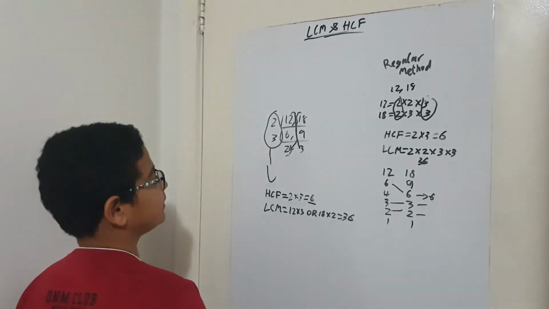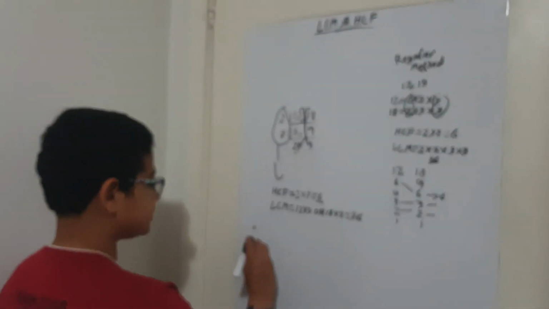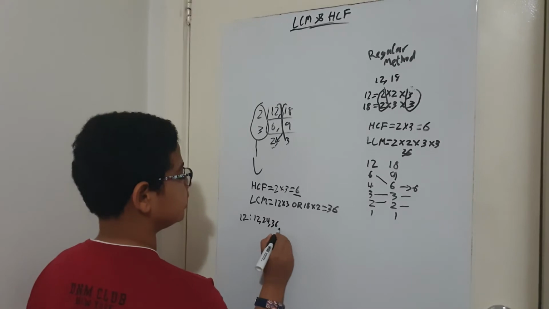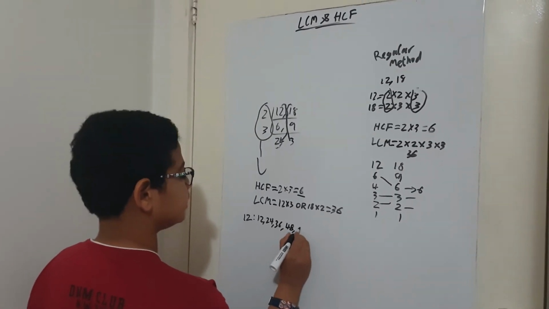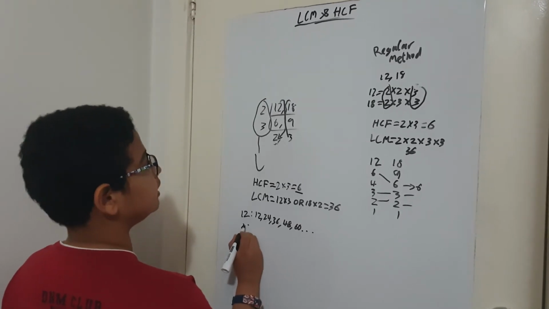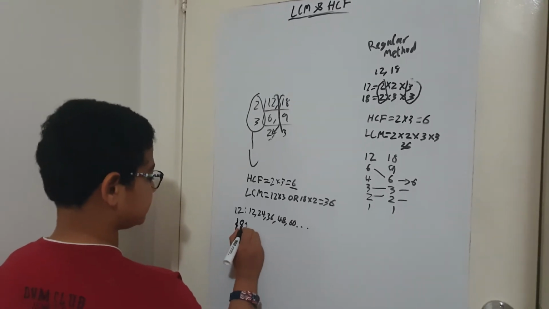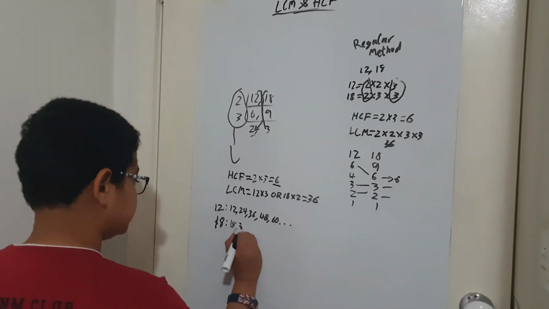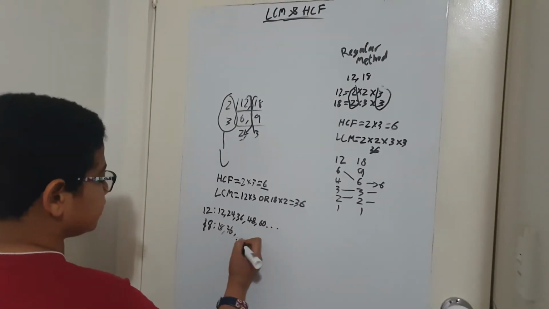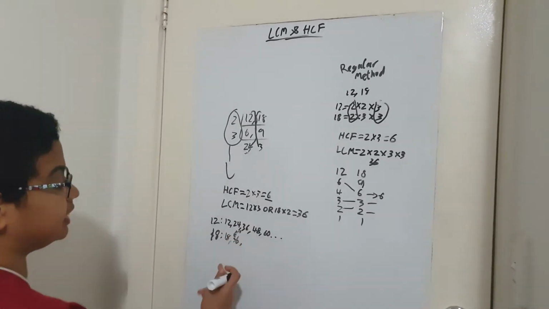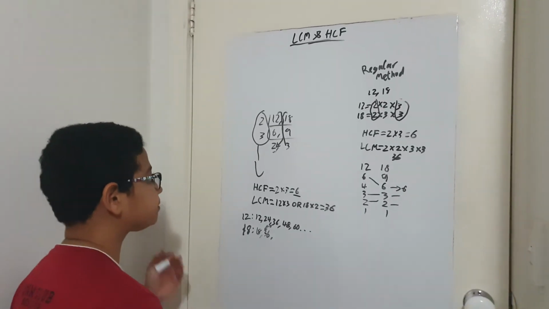And you can check it. So the multiples of 12 are 12, 24, 36, 48, and 60, and it keeps going. The multiples of 18 are 18, and 36, and we can instantly see that that's matching. So that's the lowest common multiple that they both have.